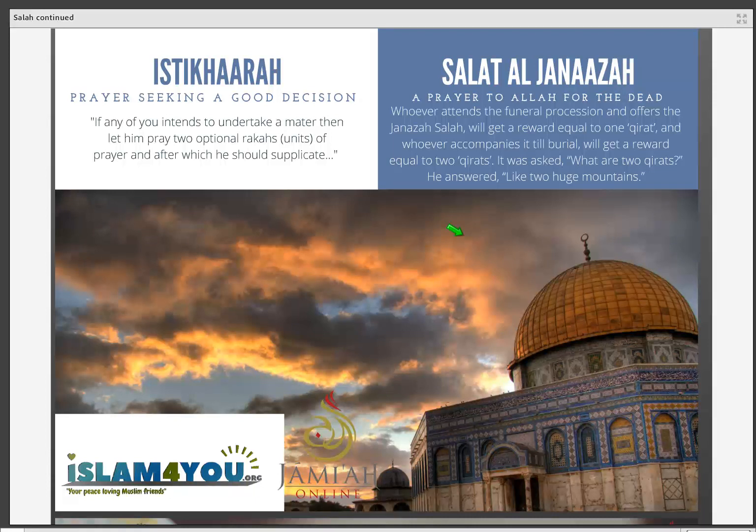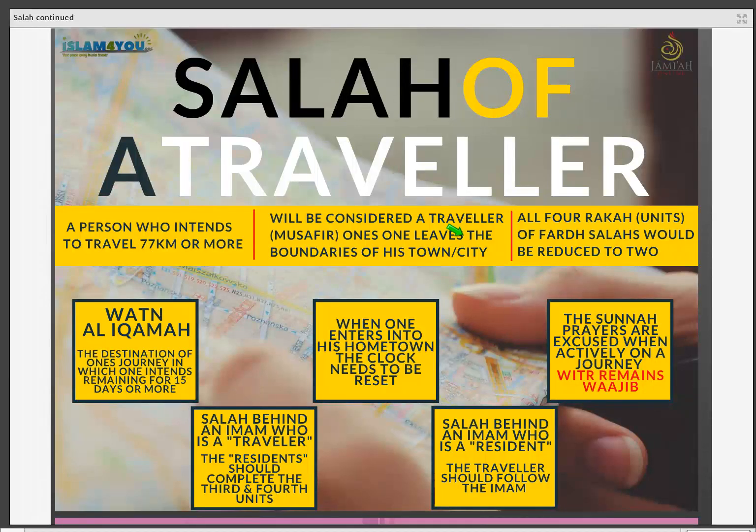The supplication would be found in the books of du'as. If a person should require that supplication, you can drop us an email, and we will gladly send you the supplication as well. So those are all the du'as.